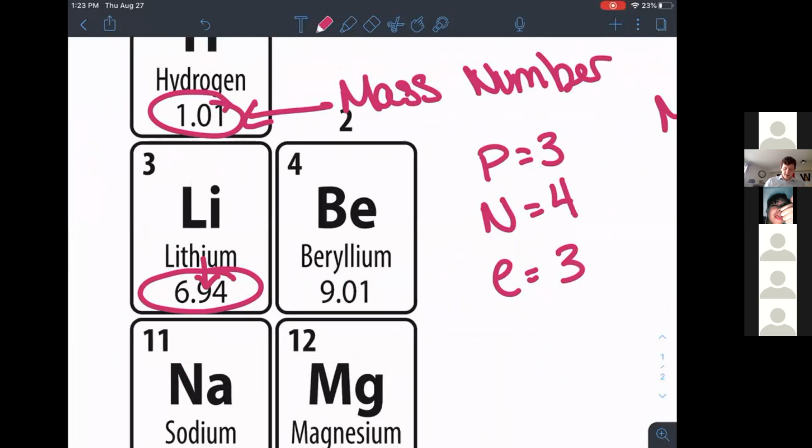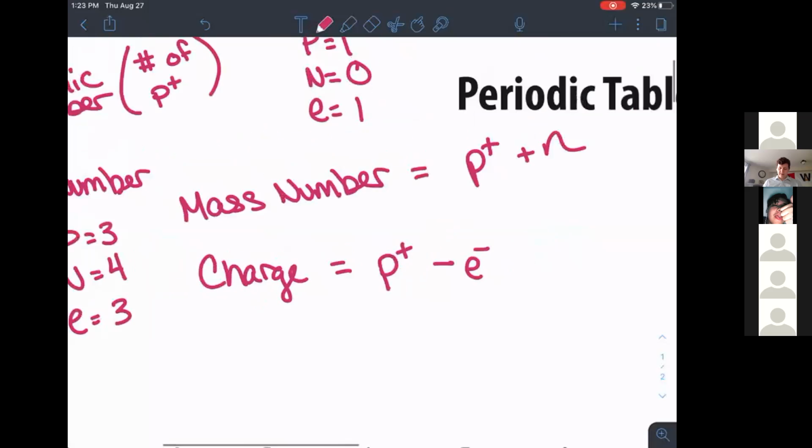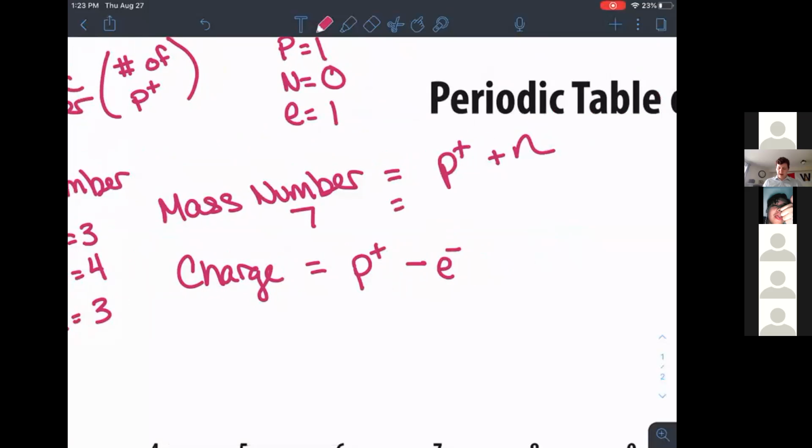So we're going to imagine that this mass number is not 6.94 anymore, but it's really going to be 7. And that's how we took 7 minus 3, for the protons, to get the number of neutrons to be 4. Does that make sense now? You good with that? Yeah.